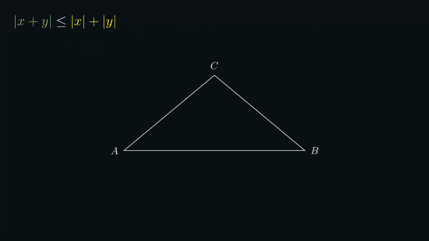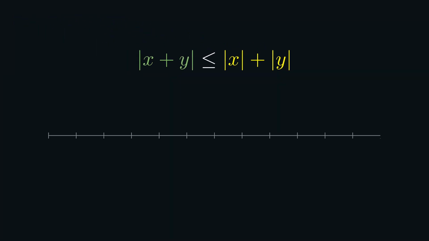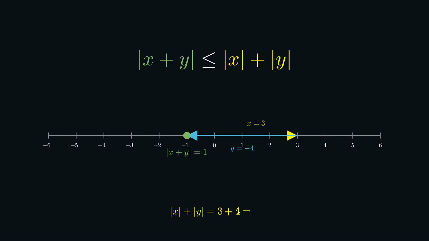The name comes from geometry. In any triangle, one side is always less than or equal to the sum of the other two sides. You can't take a shortcut through empty space. The direct path from A to B is never longer than going from A to C to B. Algebraically, if you walk x units, then y more units, you end up at most the absolute value of x plus the absolute value of y units from where you started. Possibly less if x and y partially cancel.